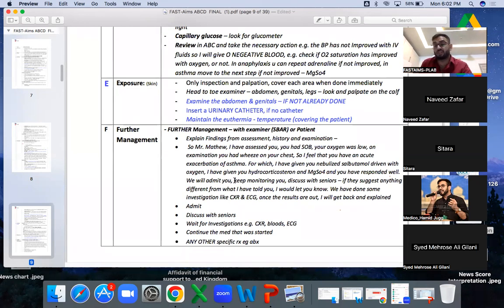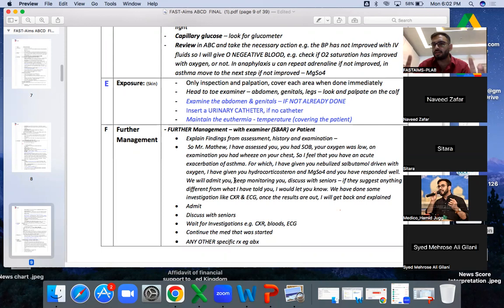For example, if you are talking with the examiner, you will say, my patient came with shortness of breath, and on assessment, we found that he was having wheeze and so on. After that, we gave him oxygen and salbutamol 5 mg. You will be explaining whatever you have done to the examiner. And if you are explaining to the patient, you have to explain that in simple language.